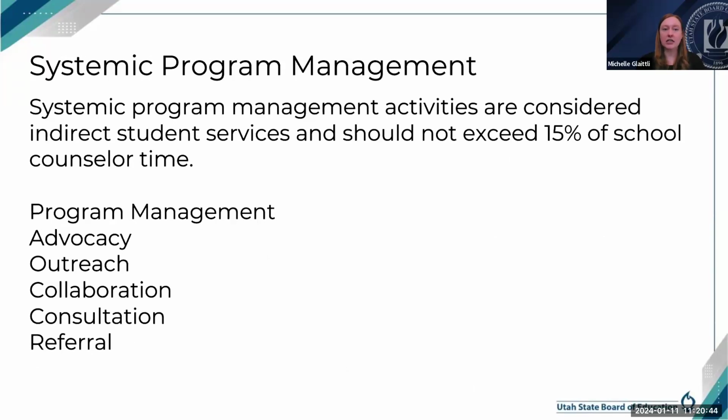So our last area is systemic program management. And like I mentioned, this is all of those indirect services that should not exceed 15% of the school counselor time. So that means 85% of our time as school counselors is collaborative classroom instruction, responsive services, and college and career readiness planning, right? So those three other areas, which basically means we're working with students. We are with students 85% of the time. The other 15% of the time is doing all of these other things on behalf of students, right?